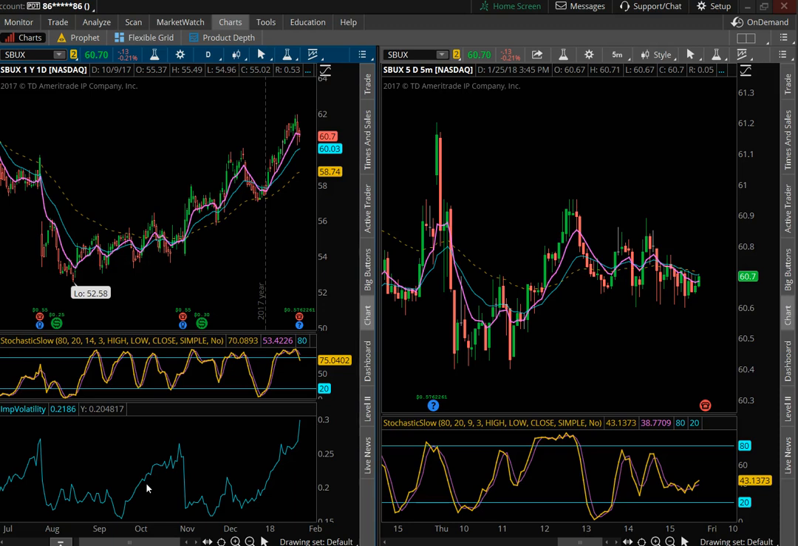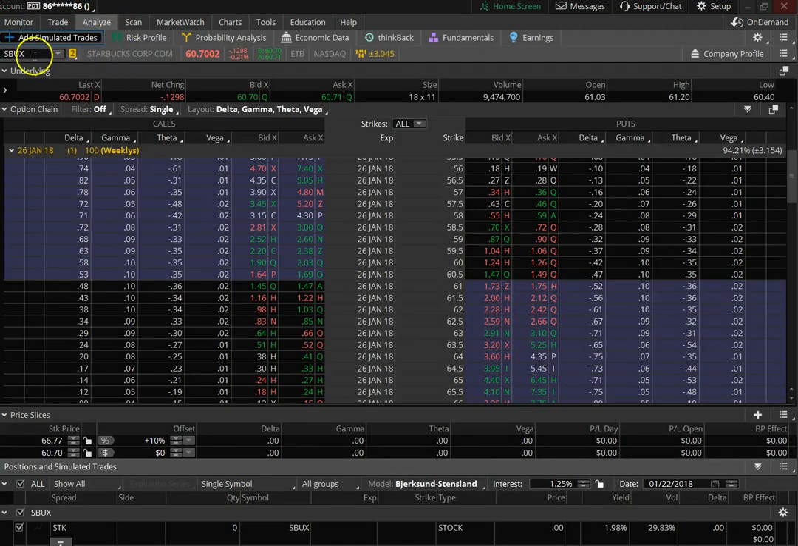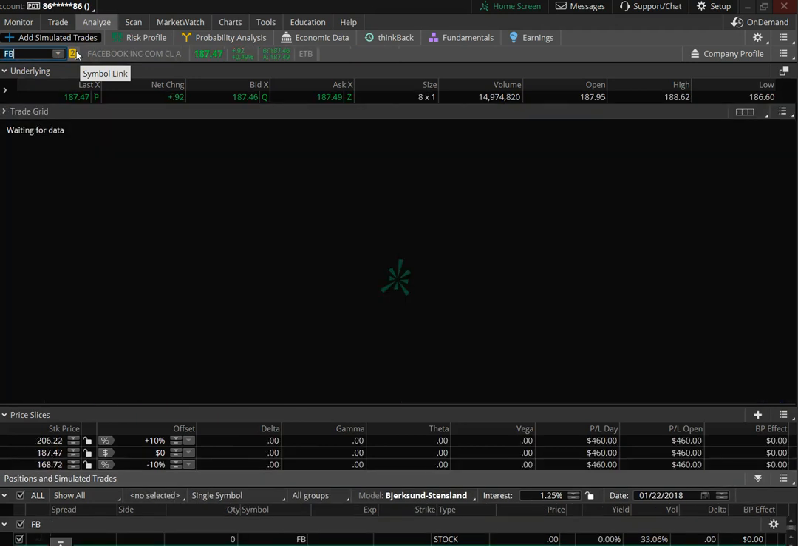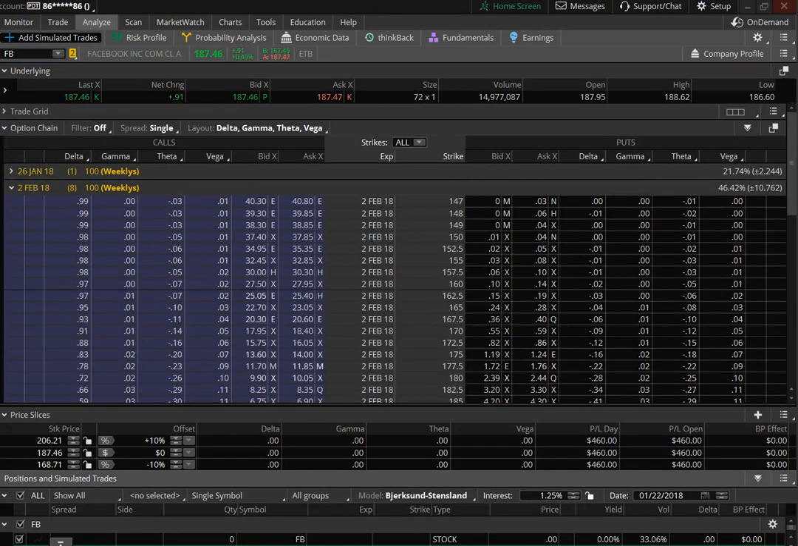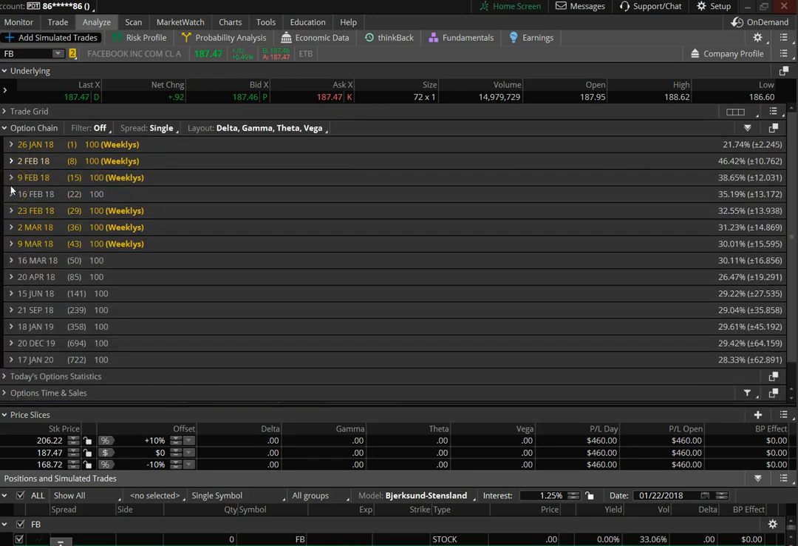So by comparing implied to historical, it gives you an idea of the regression back to the mean. Okay? So let's go back to our Analyze tab here and let's look at Facebook. Okay, I want to close this. I want to close this one. Okay, this is now, this is going to be so apparent to you after I show you this.